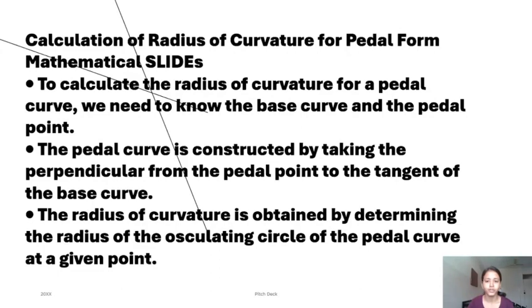Calculation of radius of curvature for pedal form. To calculate the radius of curvature for a pedal form, we need to know the base curve and the pedal point. The pedal curve is constructed by taking the perpendicular from the pedal point to the tangent of the base curve. The radius of curvature is obtained by determining the radius of the osculating circle of the pedal curve at a given point.